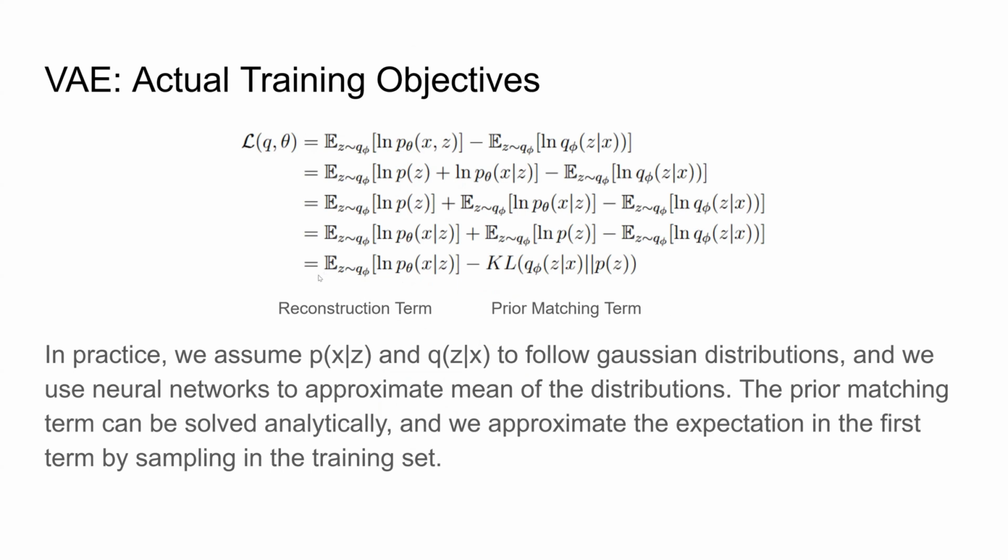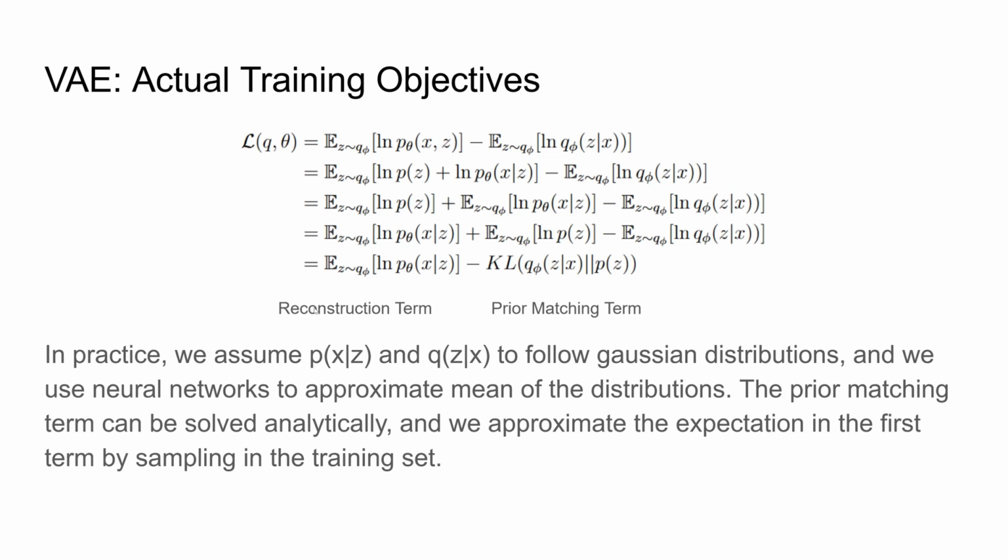But at last, we arrive at this equation where the first term is called the reconstruction term, minus the second term, a KL divergence between the posterior distribution and the prior distribution. Remember that we designed this latent variable to follow some known distribution. This is p(z).